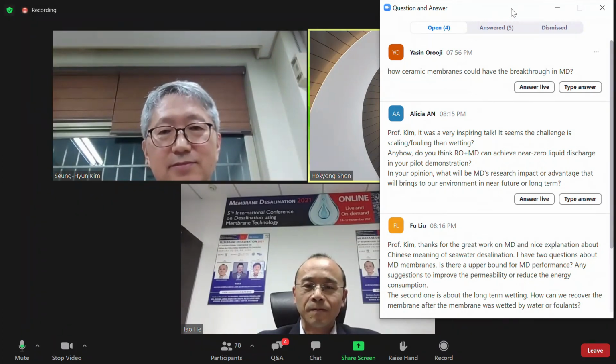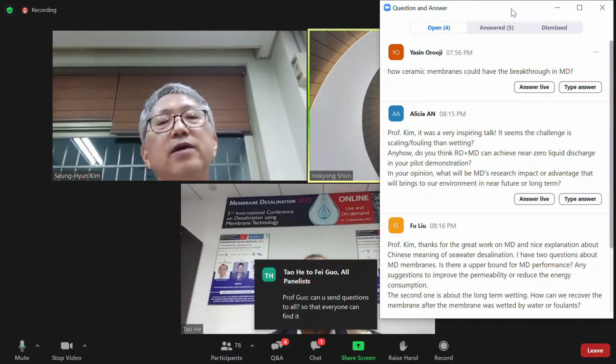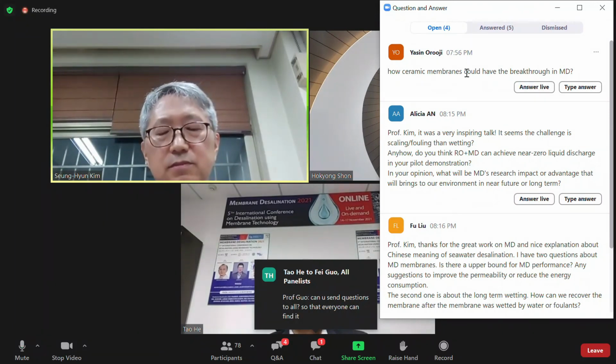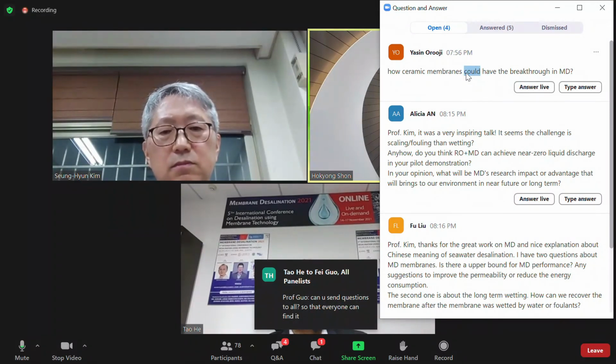So for de-wetting, if you have wetting, you have to remove the whole module, right? So you have to replace it with a new module. Okay. So we have to look at the cost impact of replacing the module.